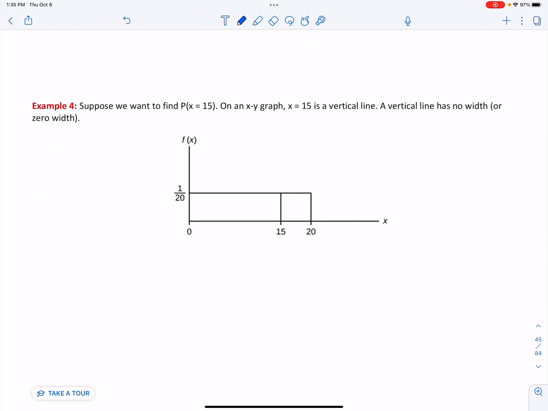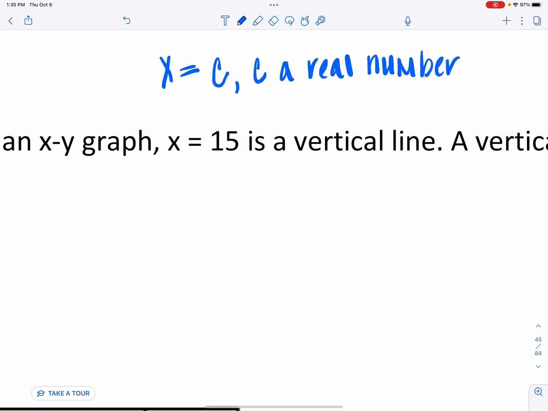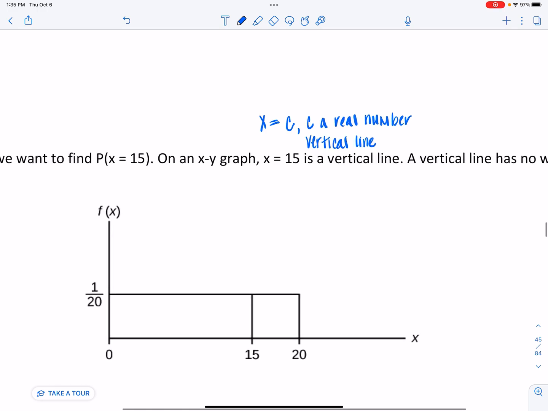So then we go down and we want to find the probability that x equals 15. Anytime you have a line that looks like x equals some number, this is always going to be a vertical line. And it is going to cross the x-axis at whatever that number is. For our example, it's a 15.